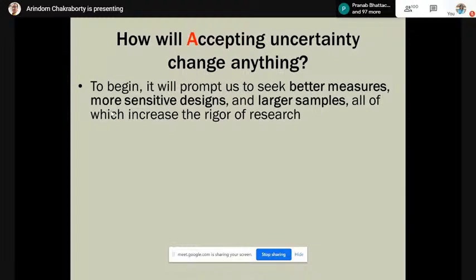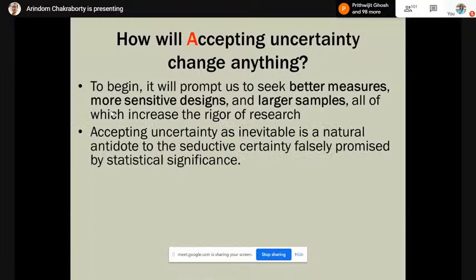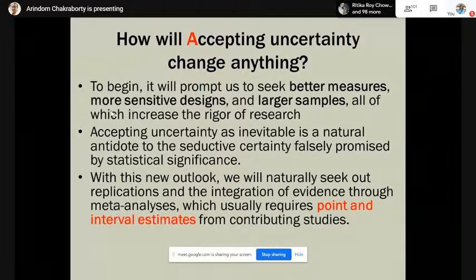I know a lot of questions will come up that sometimes the experiment is itself very costly and very time consuming. Then how can we get more and more samples? So yes, that's true. But if it is possible, then try to take as many samples as possible. Accepting uncertainty as inevitable is a natural antidote to the seductive certainty falsely promised by statistical significance. That's why we are recommending that you accept this uncertainty.